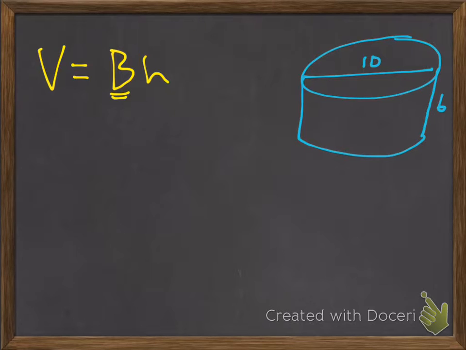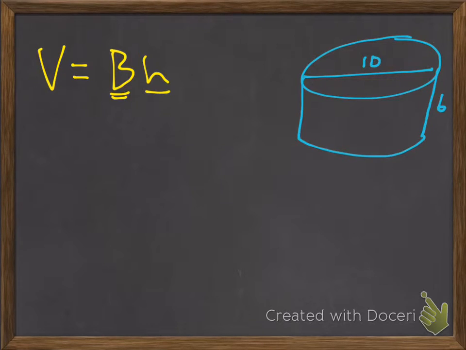Rectangle is base times height. It's a lowercase b, right? Triangle is 1/2 times base times height. It's a lowercase b. But over here with volume, we have a capital B because it's the area of the base. What kind of base does a cylinder have? A circle. So, area of the base is telling us the area of that circle, times H, which stands for height.